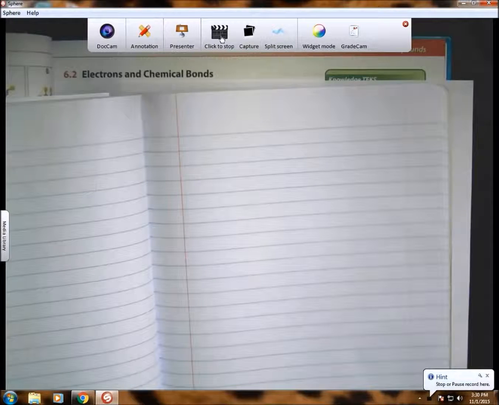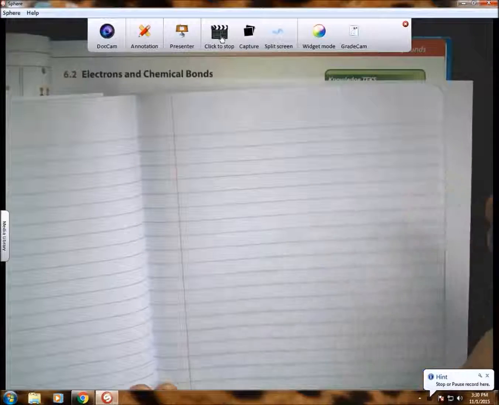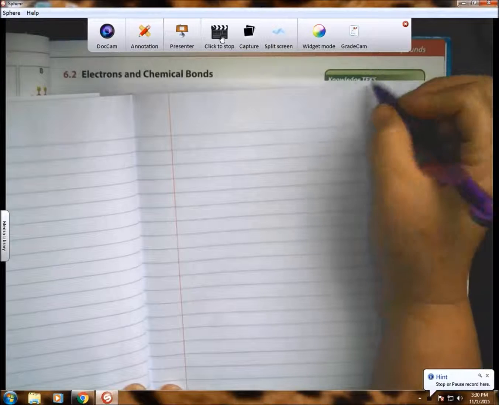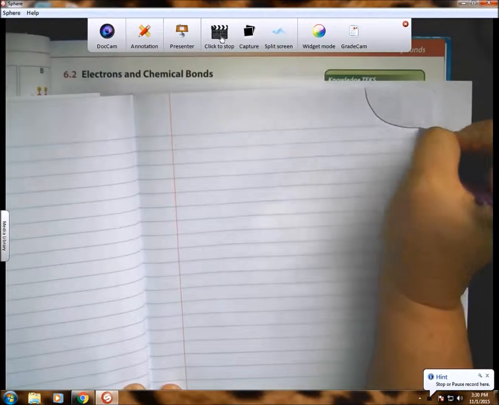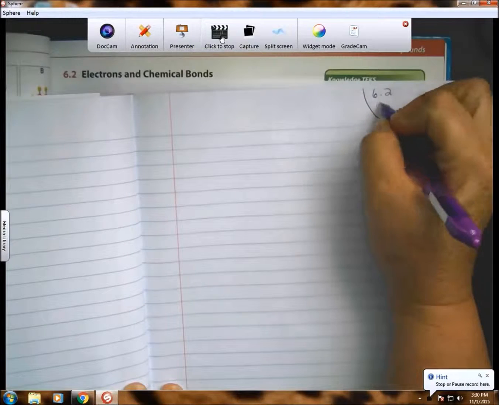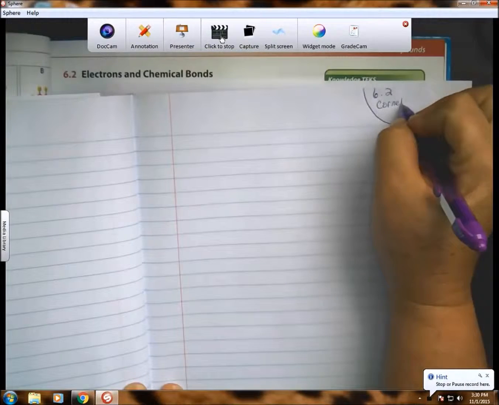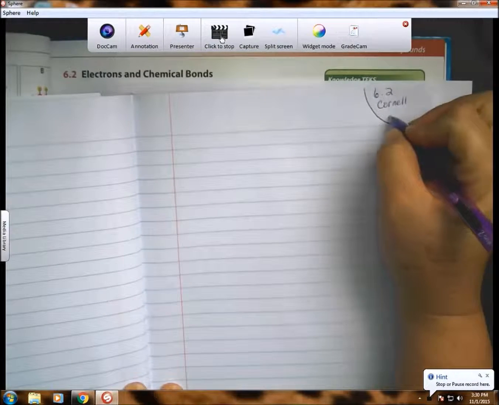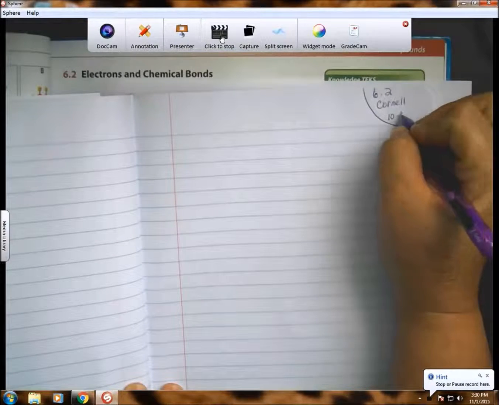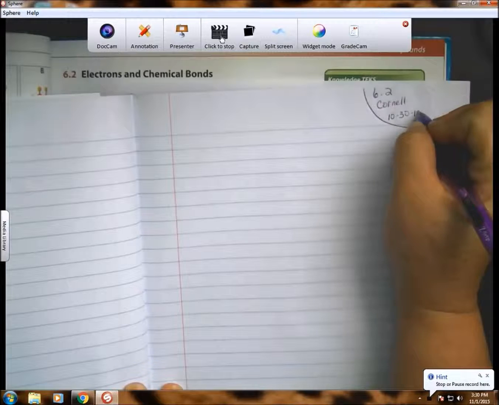Okay, so today we are going to read Chapter 6, Section 2 and take Cornell notes. The first thing that we need to do is to title our page. This is going to be on page 117 in your student journal, and our title is going to be over here on the side: 6.2 Cornell notes, and whatever today's date is, which we're going to put October the 30th, 2015.